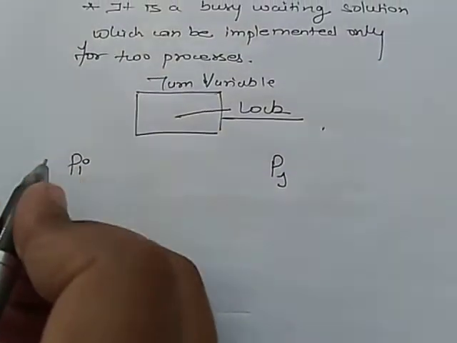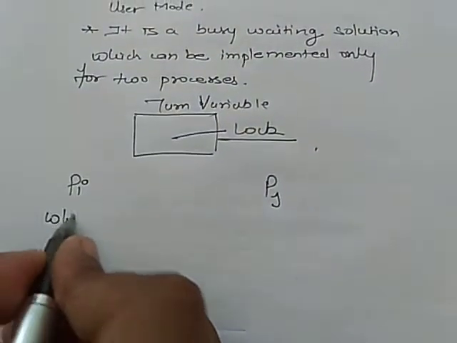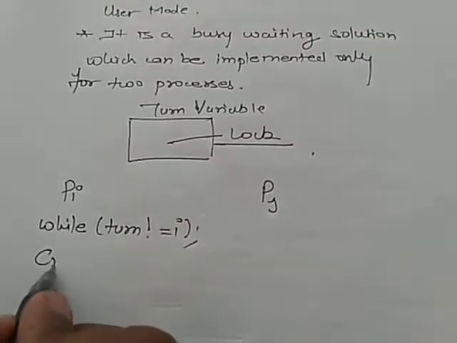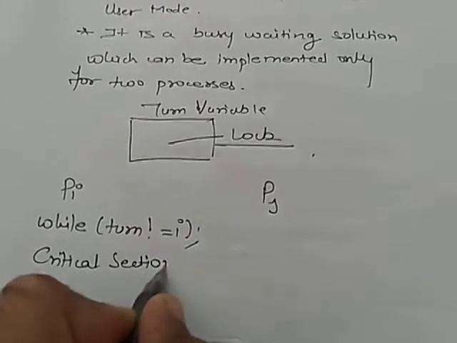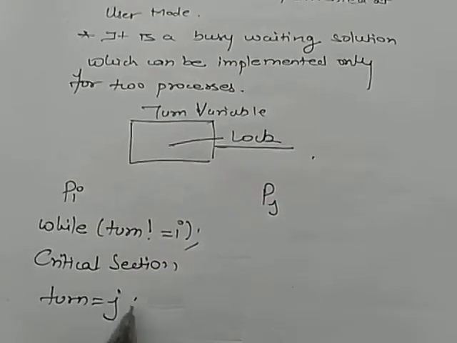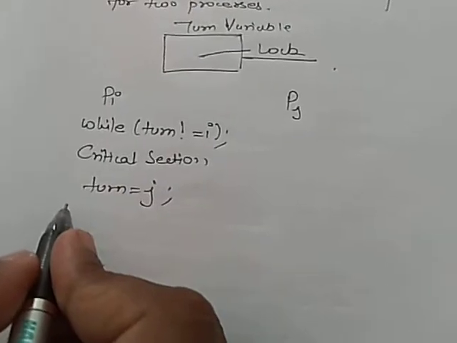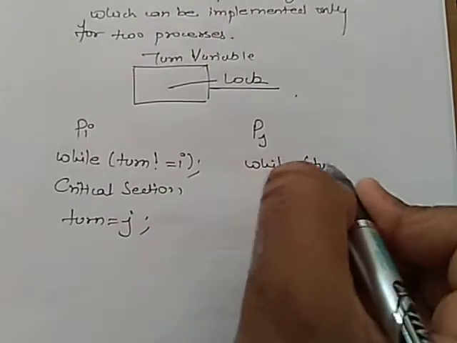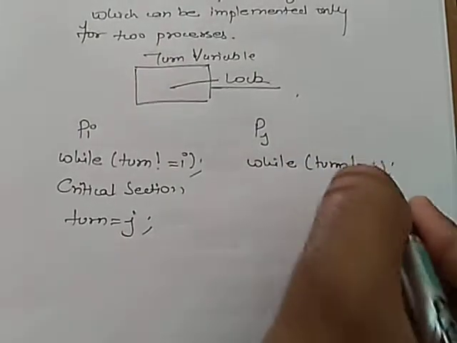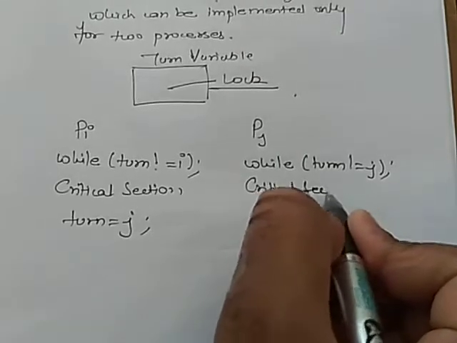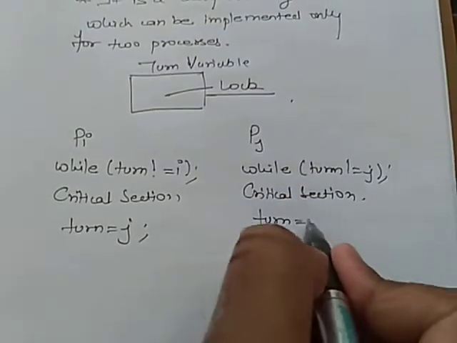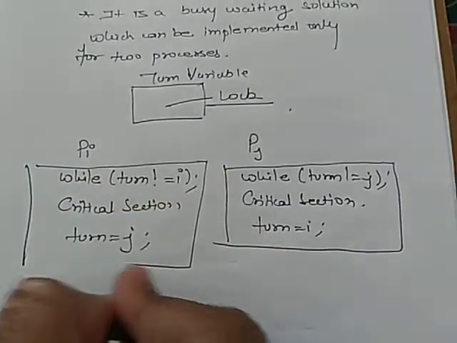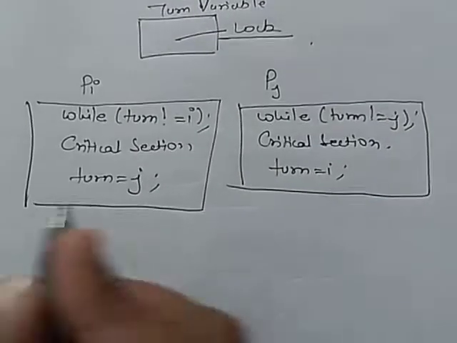For process Pi: while turn is not equal to i, wait; then we get the critical section, and then we set the turn lock variable to j. Just like for process Pj: while turn is not equal to j, wait; critical section; turn equal to i. So this is the lock mechanism for the processes Pi and Pj.